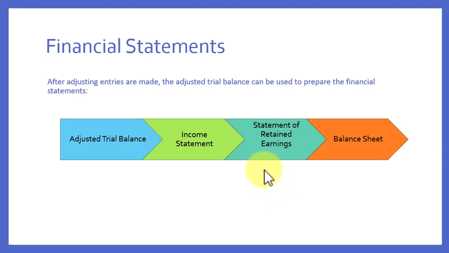Once we have ending retained earnings, we move over and we can prepare the balance sheet. We've got our assets, liabilities. Now we have our correct ending retained earnings balance, and our balance sheet should be in balance.